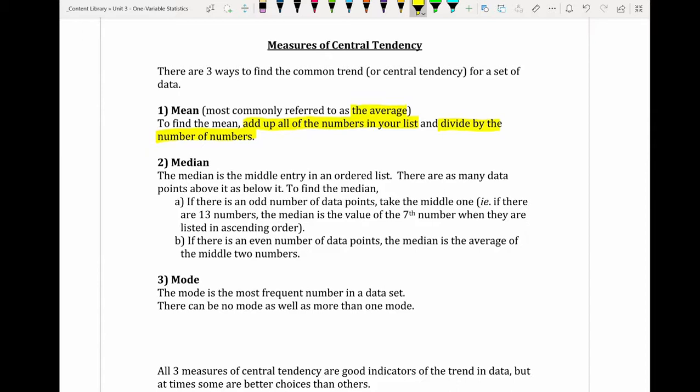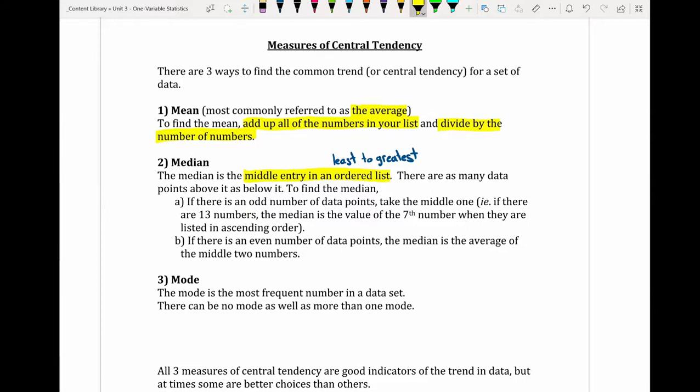The second thing is the median. And the median is the middle entry in an ordered list. And the key thing for an ordered list is that you have to put your numbers or your data points from least to greatest. So you have to order them. There are as many data points above it as below it. So basically the median is the middle point.